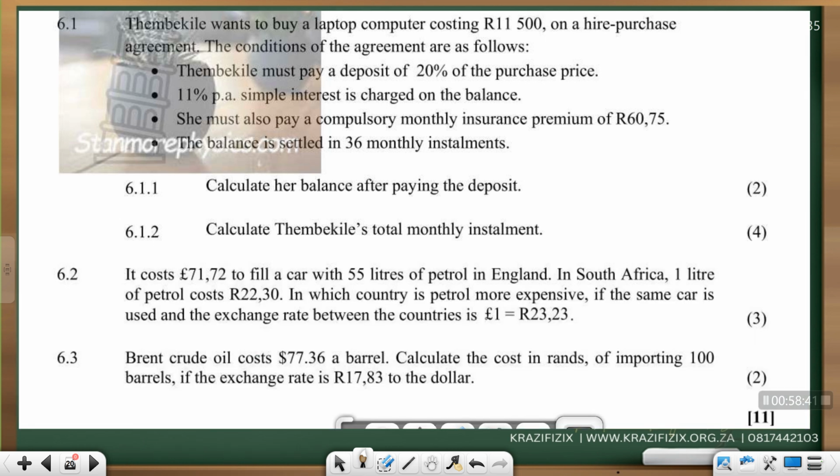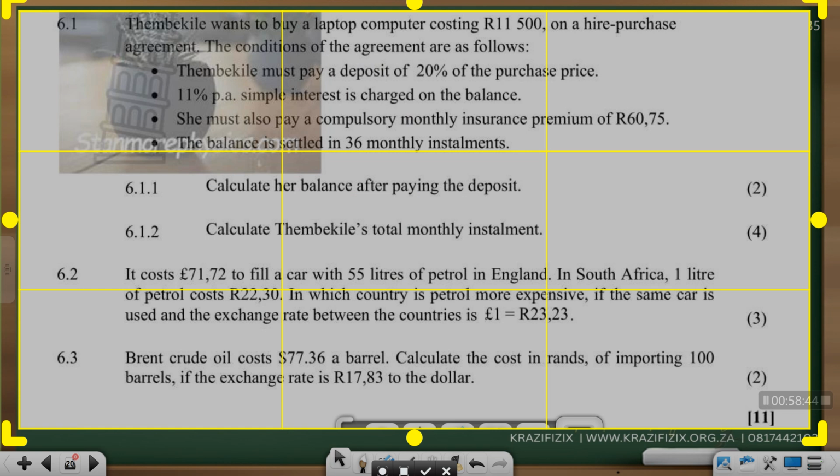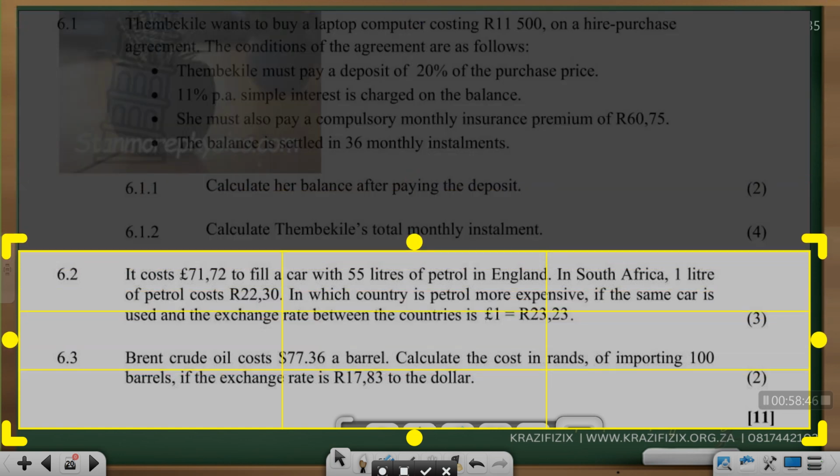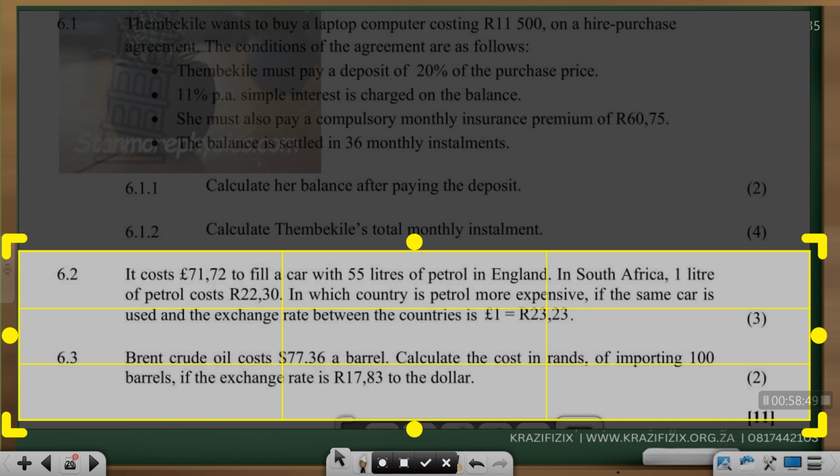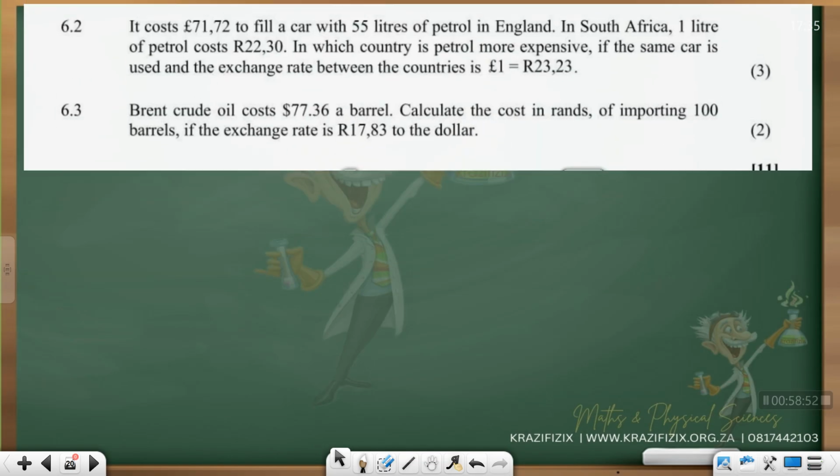Okay, now let's look at the next one, 6.2. So that's how we do the hire purchase stuff. It costs 72 pounds to fill a car with 55 litres of petrol in England. In South Africa, 1 litre of petrol costs 22 Rand 30 cents. In which country is petrol more expensive if the same car is used and the exchange rate between the countries, £1 is 23 Rand? Interesting question.